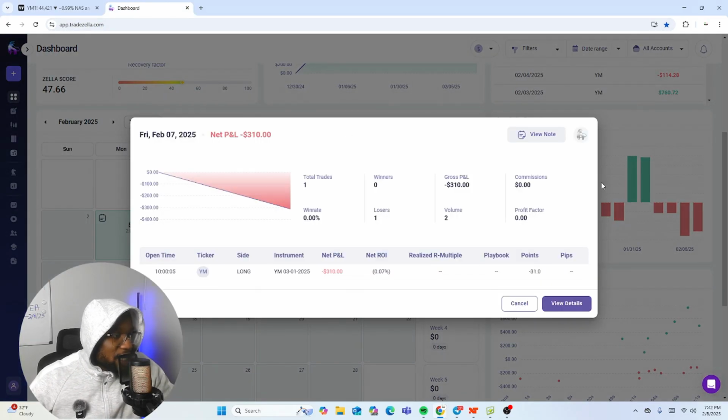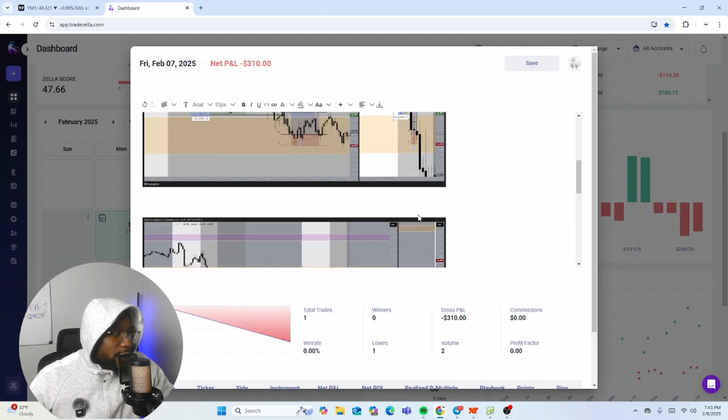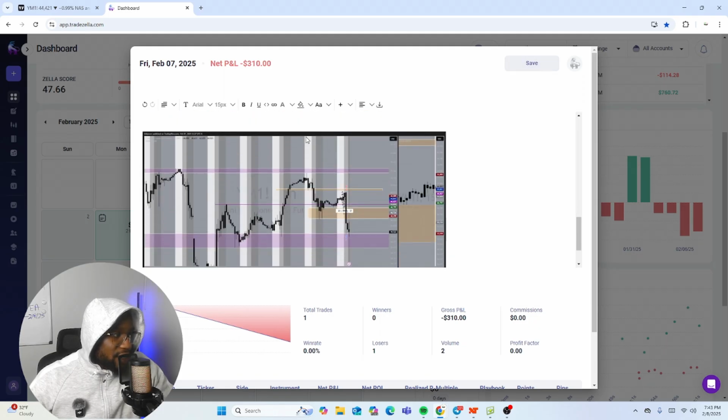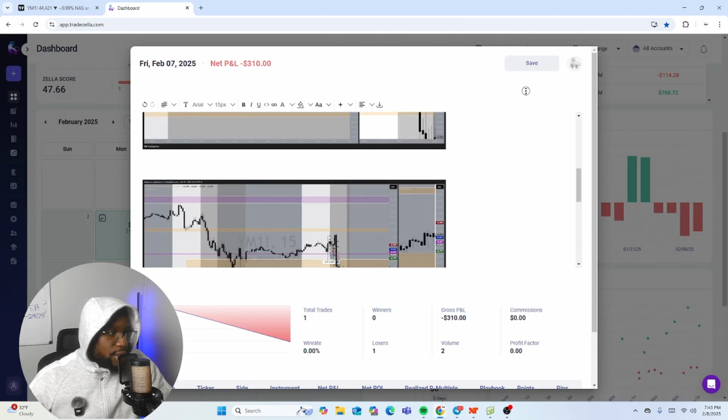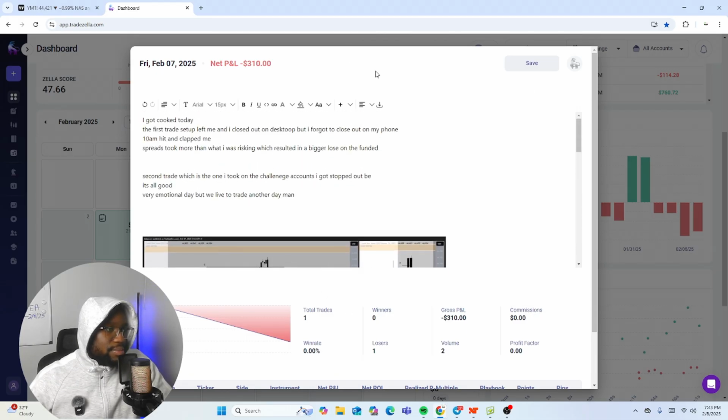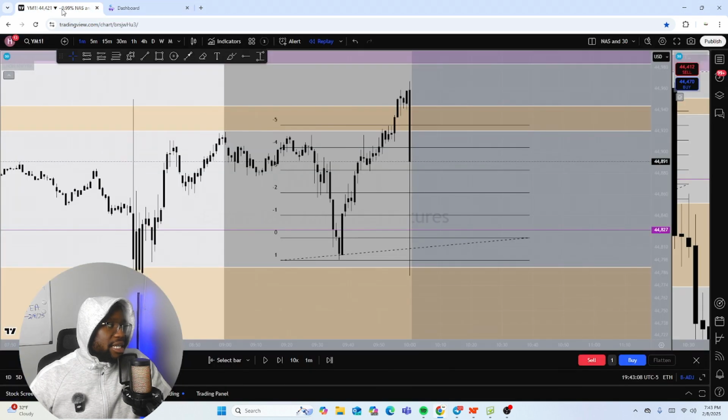Look, my journals, it's always here. Everything I journal, it's always here. I can't make none of this up. It is what it is. I did take a losing week this week. It is what it is.